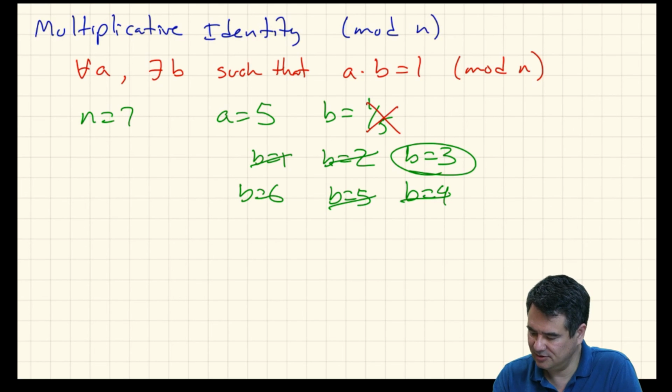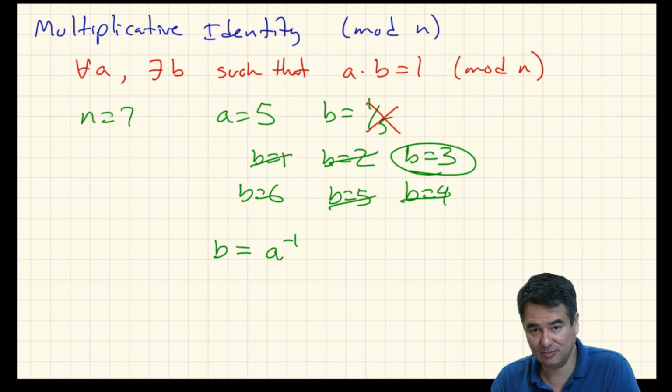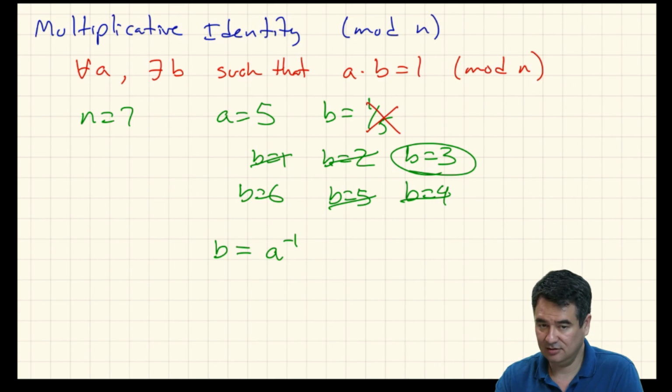So it's still true that b is equal to not 1 over a, but a to the negative 1. Remember that definition I was talking about last time, the important one? This is kind of a nonsensical definition, because what does this mean here? But what we're saying is that the multiplicative inverse of a is the number so that when you multiply it by a, you get 1. That's what the multiplicative inverse is. And so for 5, it's 3 under modulo 7.